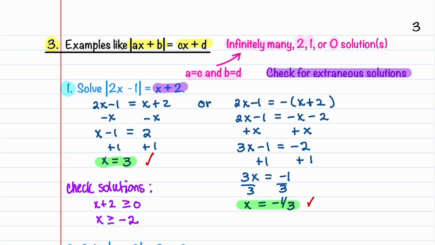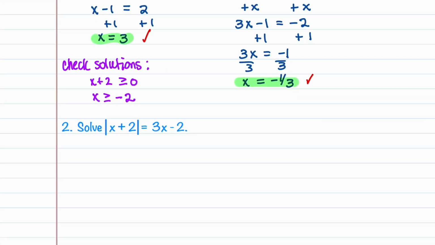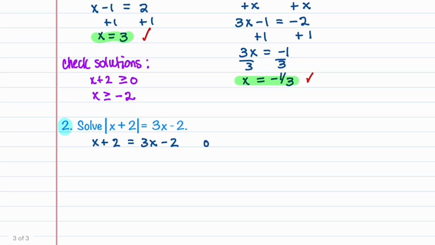This is an example of a problem where we had two solutions. Now let's go on and let's do one more example. And this is going to be an example where we're not going to get two solutions. To solve this example, we're going to do just like we did with all the other ones. We're going to split it up into two pieces. Our first piece is x plus 2 is equal to 3x minus 2. And then our second piece is x plus 2 is equal to minus 3x minus 2.